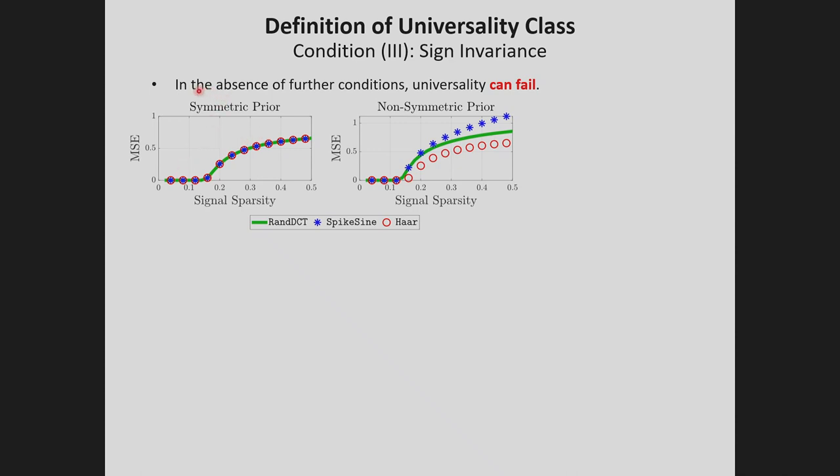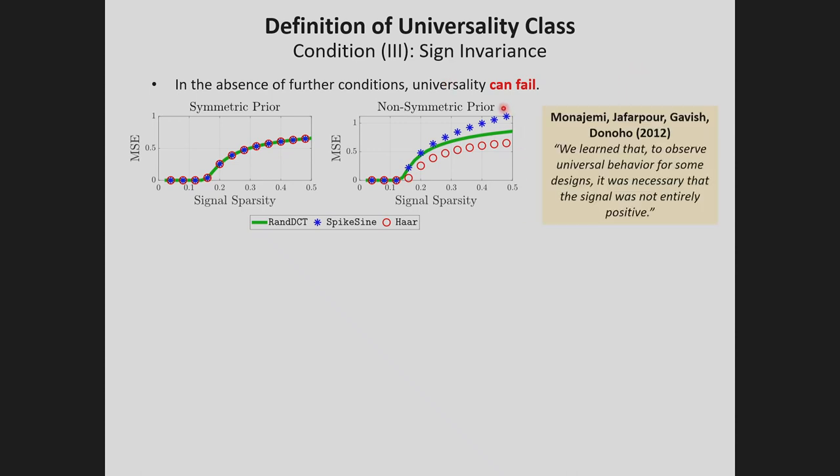But what I didn't tell you is that the way they were sampling their unknown signal was from an IID prior, which was symmetric about the origin. If you repeat the experiment with a prior which is not symmetric, you start to see a breakdown of universality. This was also observed in this paper by Montanari et al. I have a quote from their paper.